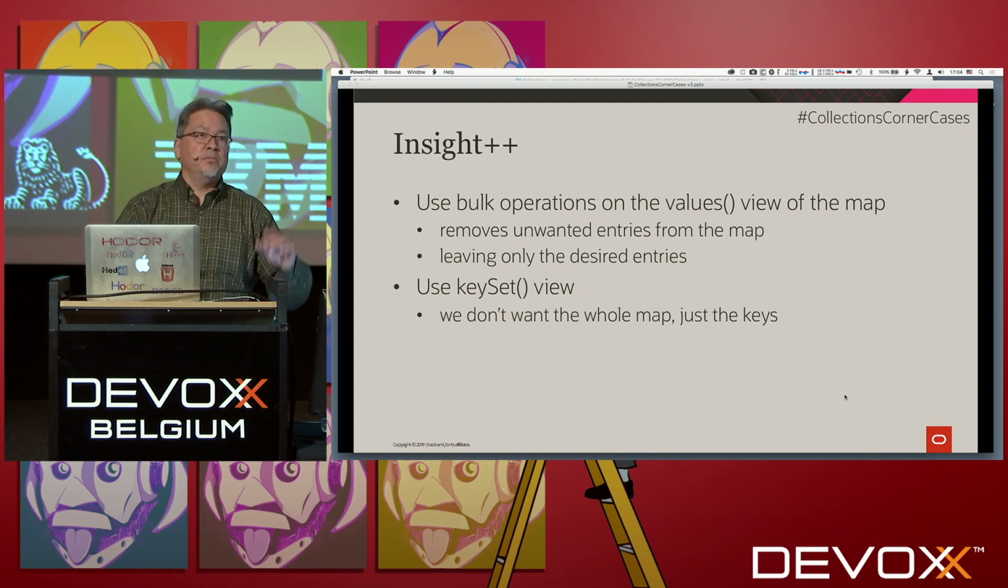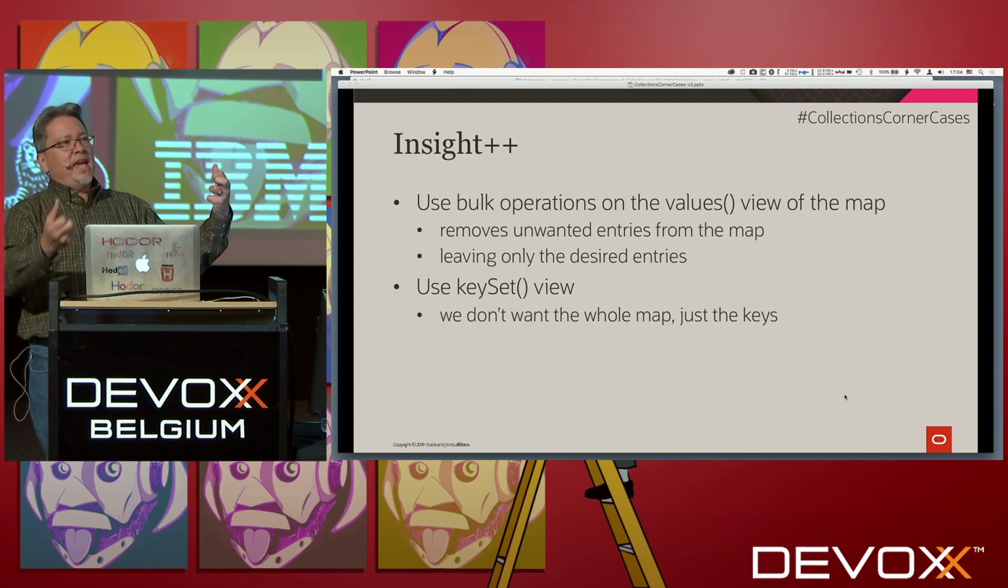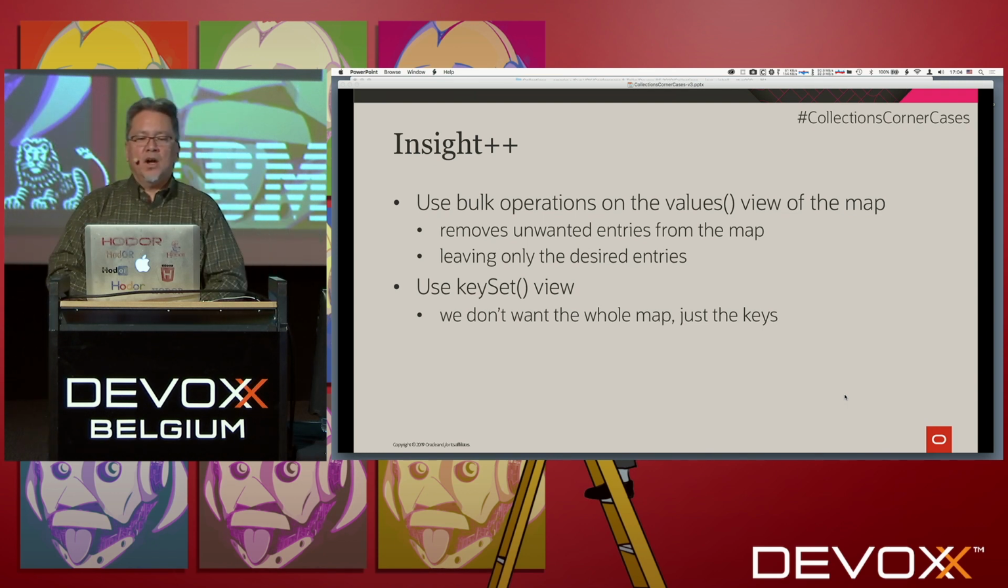We want set intersection because remember the problem statement is for the values that map A and map B have in common, right? And that means the set intersection. Okay. So how can we improve on this?